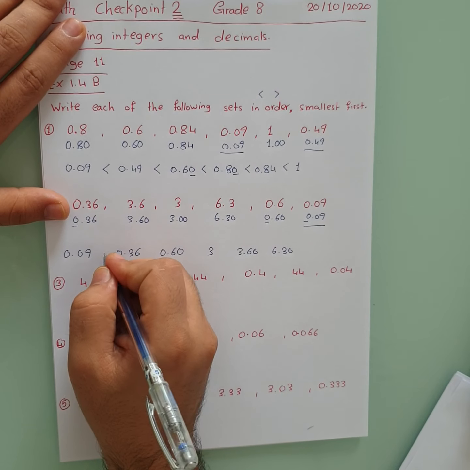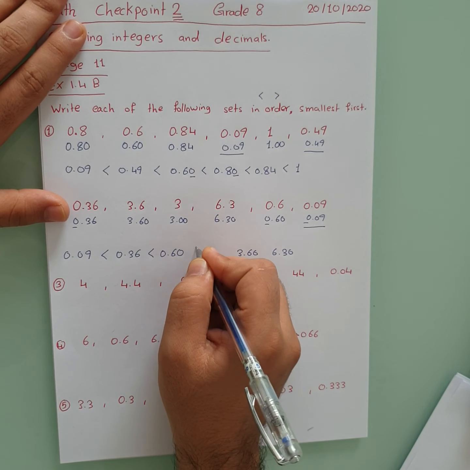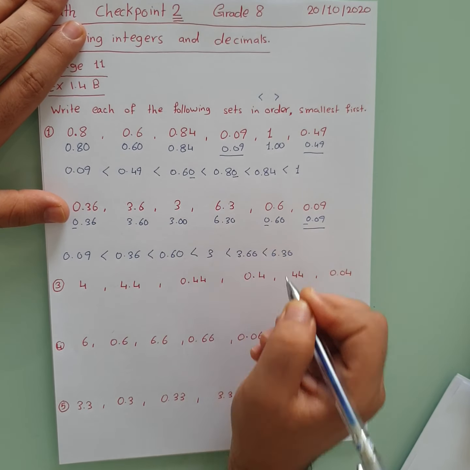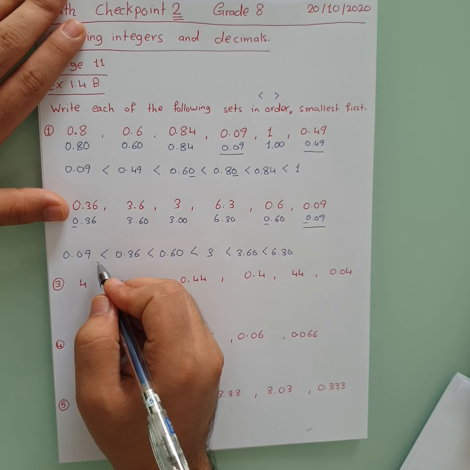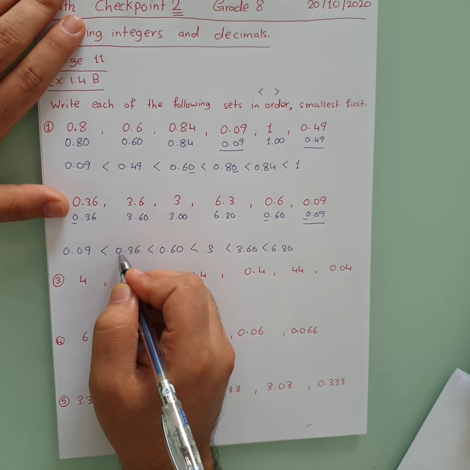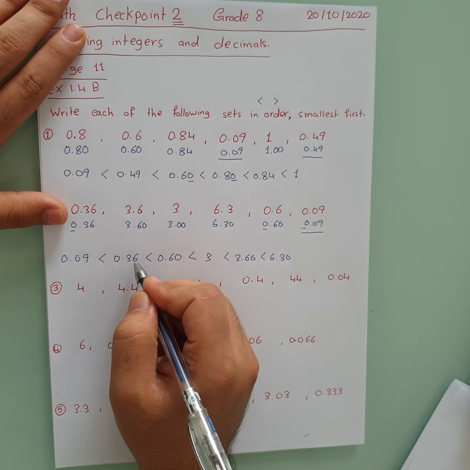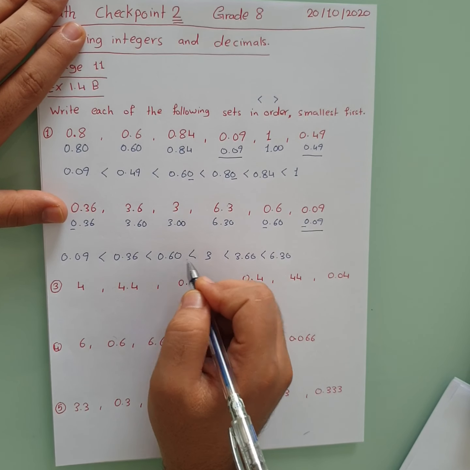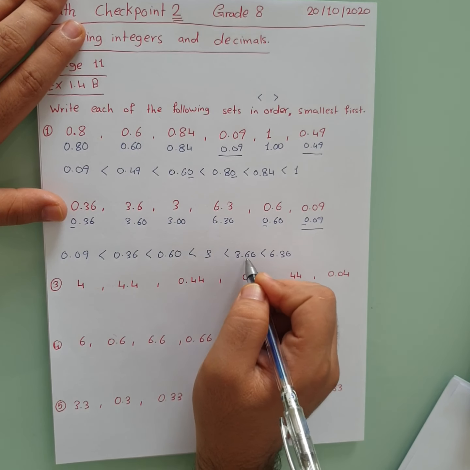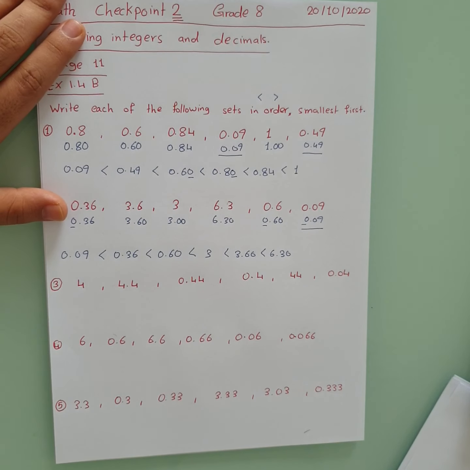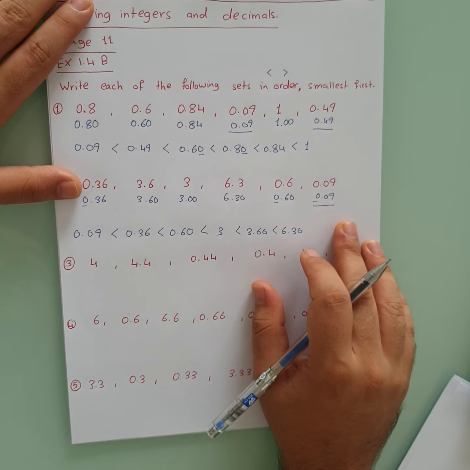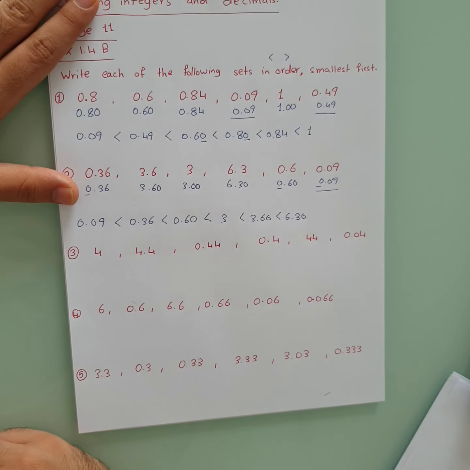Okay, and now just write the sign as usual because this is always the right one. This one is smaller than this one, or this one is bigger than this one. And this one smaller than this one. This one smaller than this one. This one smaller, and this one smaller than this one. Okay. All right. And same goes for question number 4.